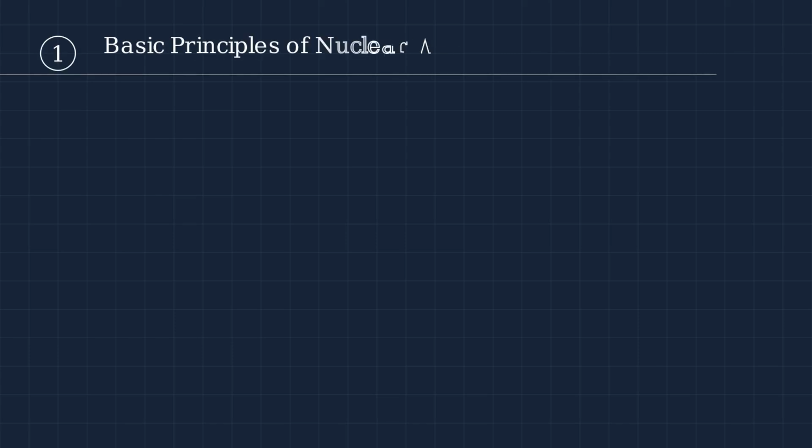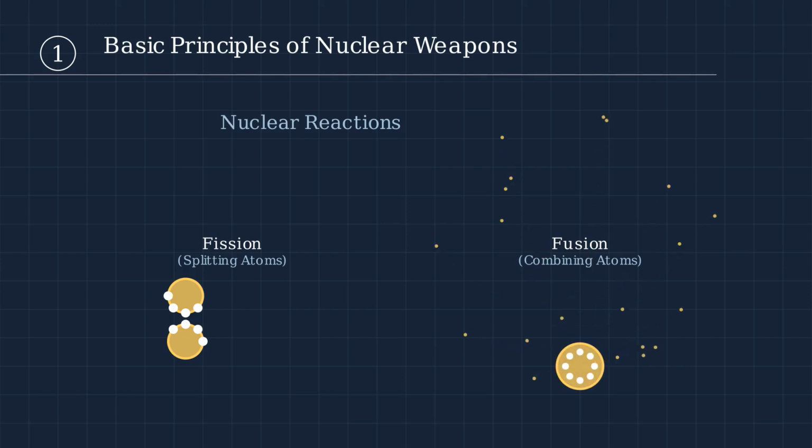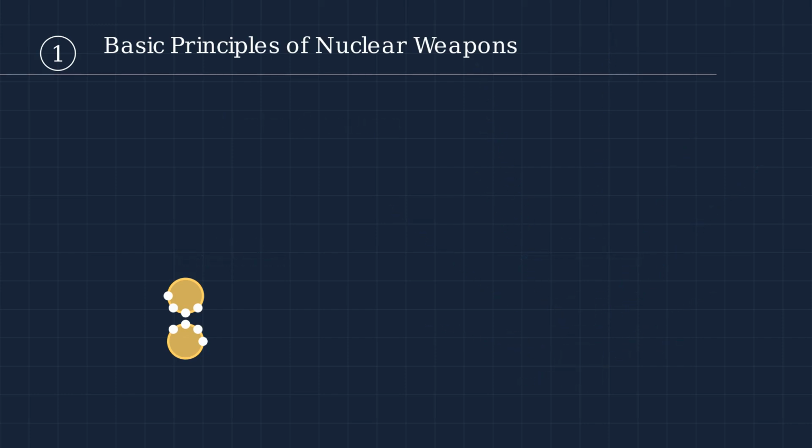Nuclear weapons operate on the principles of nuclear reactions. There are two types of nuclear reactions that can power these weapons: fission and fusion. Fission involves splitting heavy atoms like uranium or plutonium. When the nucleus splits, it releases energy and neutrons. Fusion, on the other hand, involves combining light atoms like hydrogen. This process also releases substantial energy.